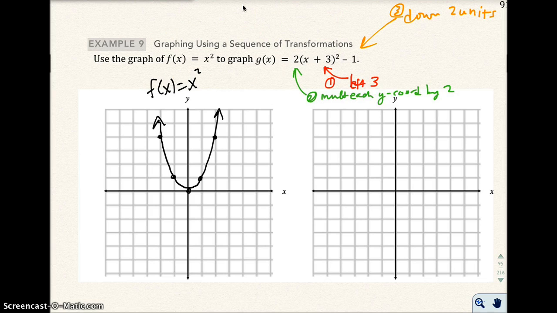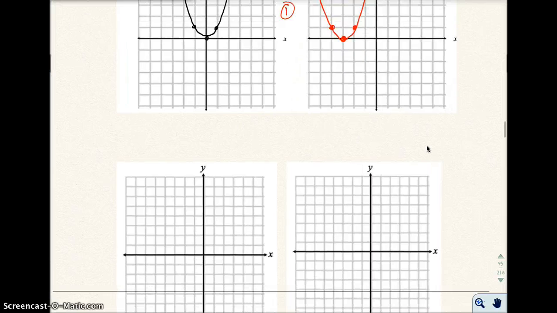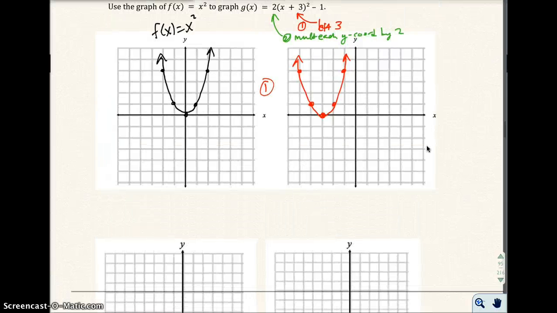Okay, let's start with the problem here. So in red, I'm going to go ahead and do left 3 units. So each of these points, go left 3. 1, 2, 3, 1, 2, 3, and so on. Then I'm going to go ahead and multiply each of the y coordinates by 2. That's the second step. I'll do that in green.